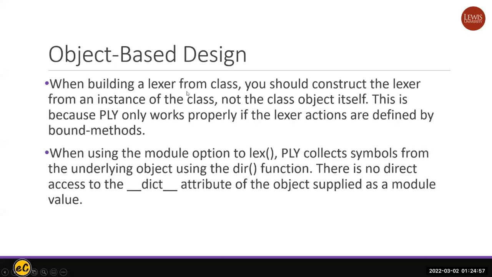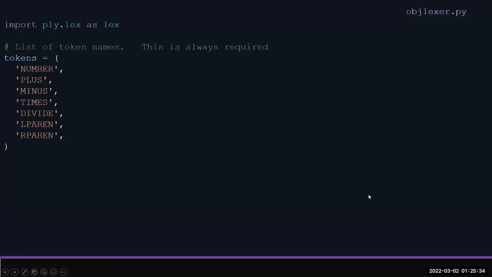When building a Lexer from a class, you should construct a Lexer from an instance of the class, and not a class object itself. This is because it works properly if Lexer actions are defined in bound methods. When using the module option in Lex, it collects symbols from the underlying object using the dictionary function. There is no delayed access to this dictionary of the module value.